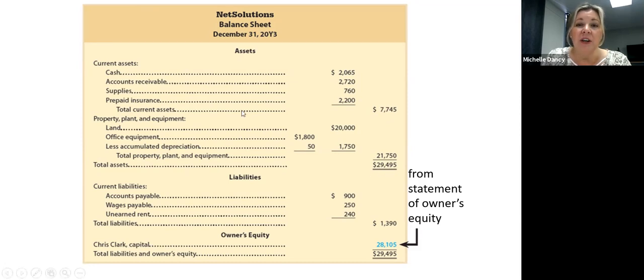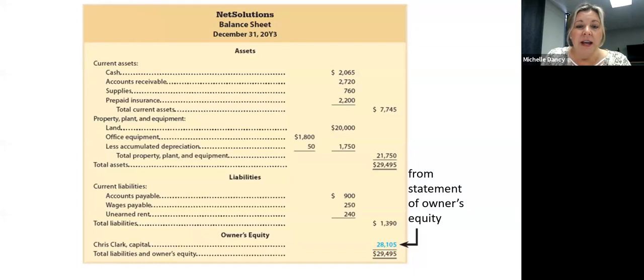And don't get super stressed out about, oh my gosh, what goes in current assets, what goes in property, plant, and equipment. You can see these are pretty obvious. We're not going to get into ones that are going to be difficult at this point. Okay, so don't let that stress you out. Then, under liabilities, we have just current ones in this example. If we had long-term liabilities, which we just haven't talked about yet, then we would have another section under liabilities.